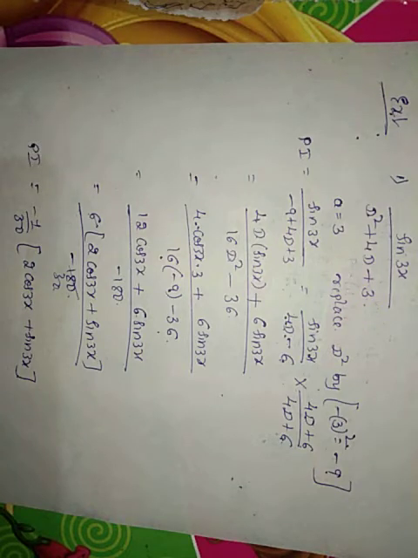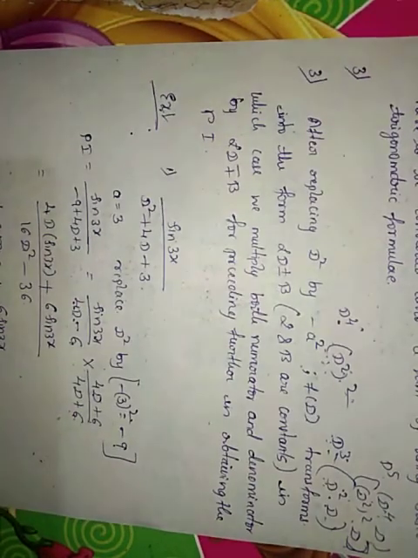In the numerator we take the 6 common. After taking the 6 common, inside the bracket we get 2 cos 3x plus sin 3x divided by minus 180. Cancel the term with the 6, and we get minus 1 by 30 into 2 cos 3x plus sin 3x. That is our value of the particular integral.